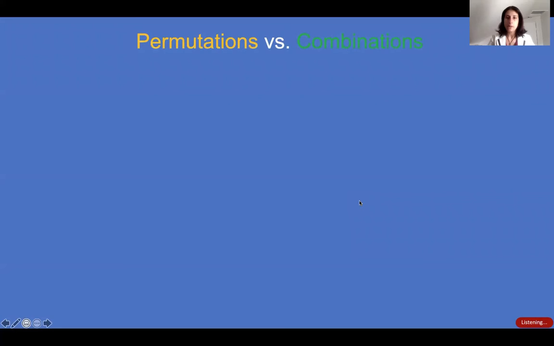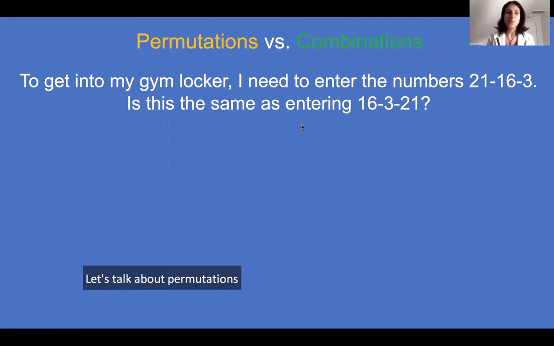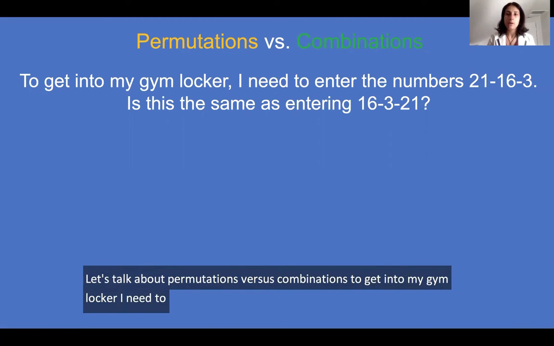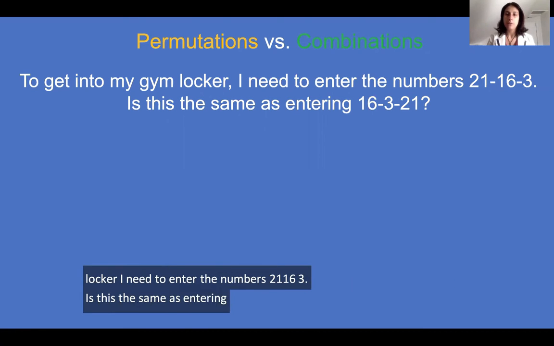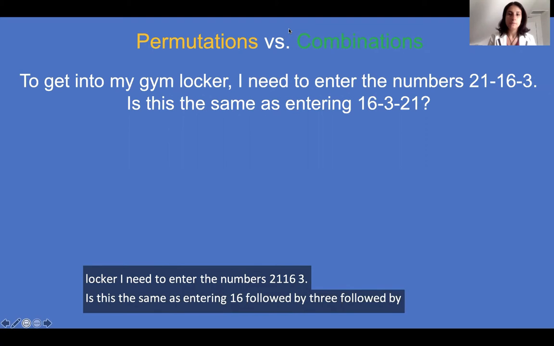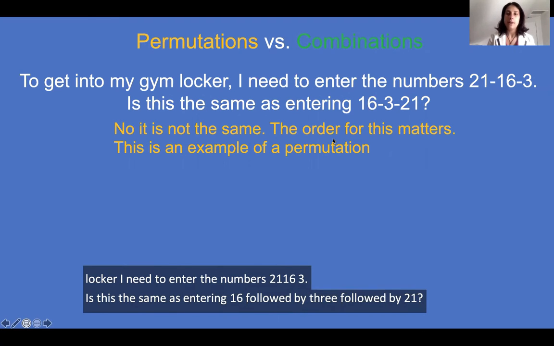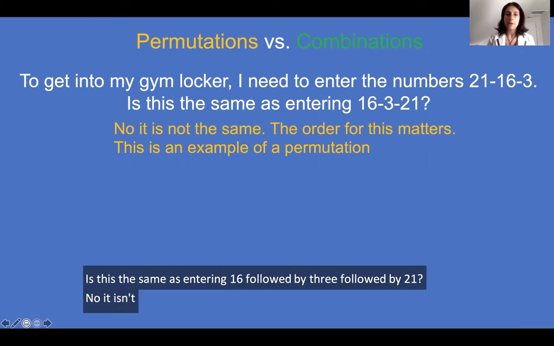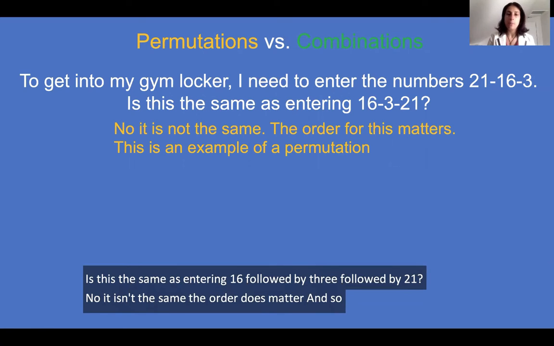Let's talk about permutations versus combinations. To get into my gym locker, I need to enter the numbers 21, 16, 3. Is this the same as entering 16 followed by 3 followed by 21? No, it isn't the same. The order does matter. And so this is an example of a permutation.